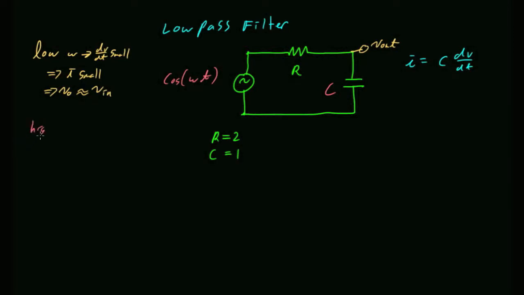So for high frequencies, you have a large dV/dt, which means your current is large, which means you have a giant voltage drop across the resistor, which means your output voltage is going to get very, very small, because you're going to lose all your voltage across the resistor. So that was the hand-waving approach.